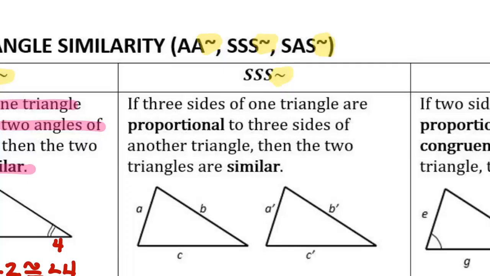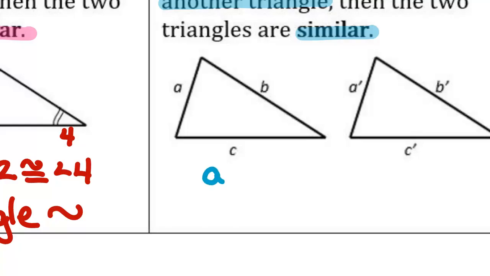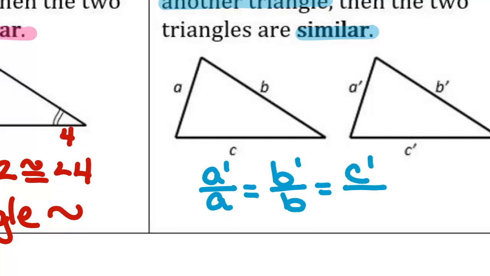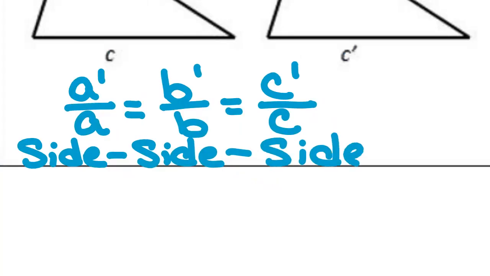We also have side, side, side similarity. If three sides of one triangle are proportional, not congruent, but proportional to three sides of another triangle, then the triangles are similar. So if the fraction a prime over a is equal to the fraction b prime over b is equal to the fraction c prime over c, then we have side, side, side similarity.